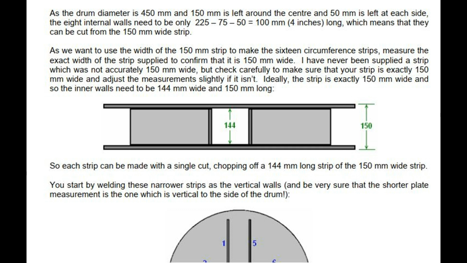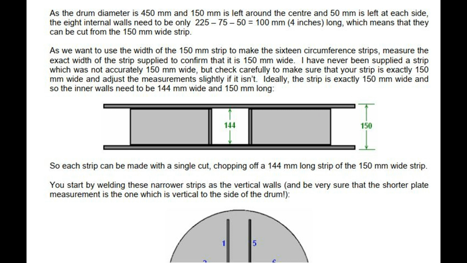As we want to use the width of the 150 mm strip to make the 16 circumference strips, measure the exact width of the strip supplied to confirm that it is 150 mm wide. I have never been supplied a strip which was not accurately 150 mm wide, but check carefully to make sure that your strip is exactly 150 mm wide and adjust the measurements slightly if it isn't. Ideally, the strip is exactly 150 mm wide, and so the inner walls need to be 144 mm wide and 150 mm long.